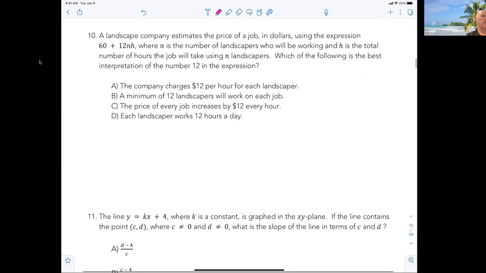Number 10, same principle. All right, let's see if you can identify, see if you can pull it out. All right, give you a couple minutes, not a couple minutes, but a couple seconds. Read it through.